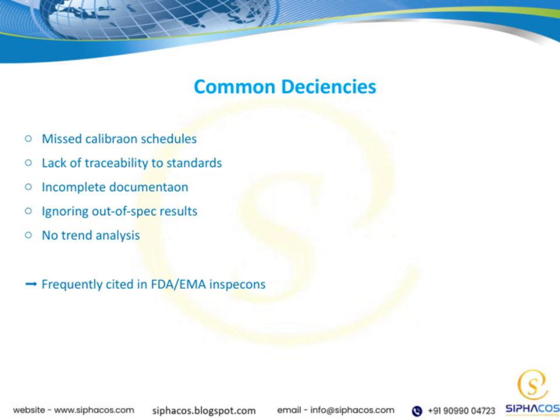Incomplete documentation is another frequent problem. When records are missing or not thorough enough, it becomes difficult to verify processes or results later on. Ignoring out-of-spec results is also a concern. Sometimes, deviations from expected values are overlooked or not properly investigated, which can hide potential issues. Finally, no trend analysis is a common deficiency. Without analyzing data over time, you miss the opportunity to detect patterns or early warning signs of problems.